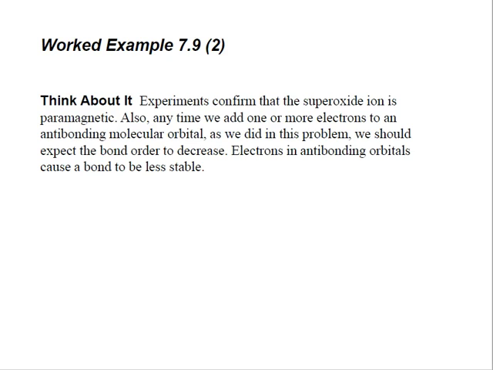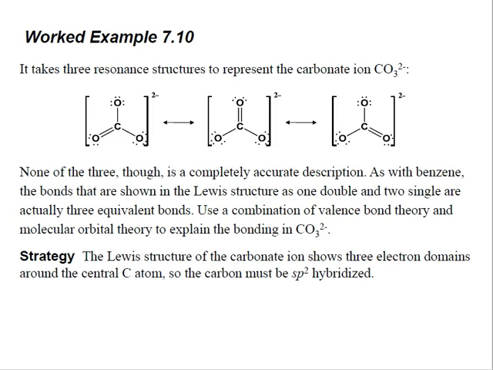If you have a half bond order, it's somewhat in between the single and double bond. So experiments confirm that the superoxide ion is paramagnetic. Also, anytime we add 1 or more electrons to an antibonding molecular orbital, as we did in this situation, we should expect the bond order to decrease. Electrons in antibonding orbitals cause a bond to be less stable. All right, one more, and we'll try to wrap this up in hopefully around 45 minutes total.